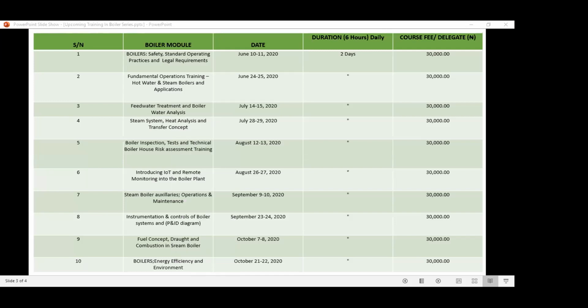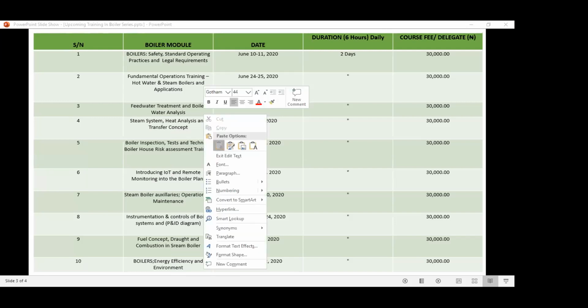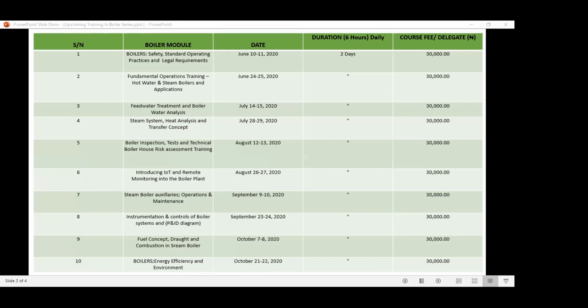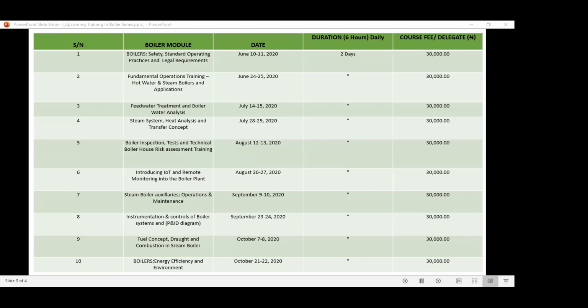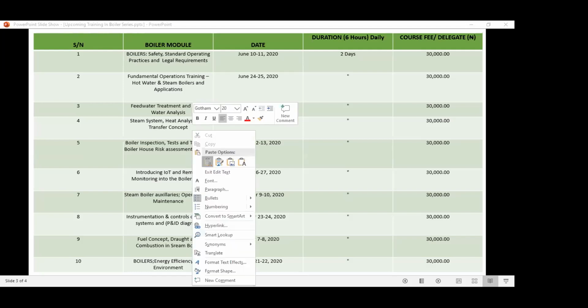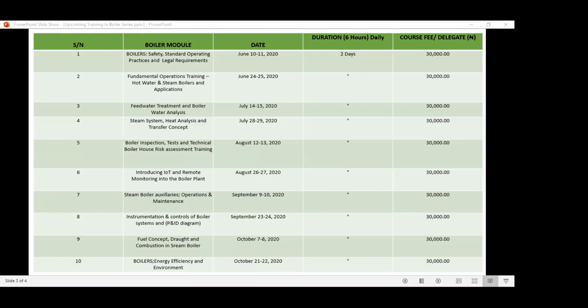So lastly, one of the things I want us to know is that all of these modules have been put together to match up with the international content required for the certification and accreditation that is given by the UK body called the Boiler Operations Accredited Scheme.